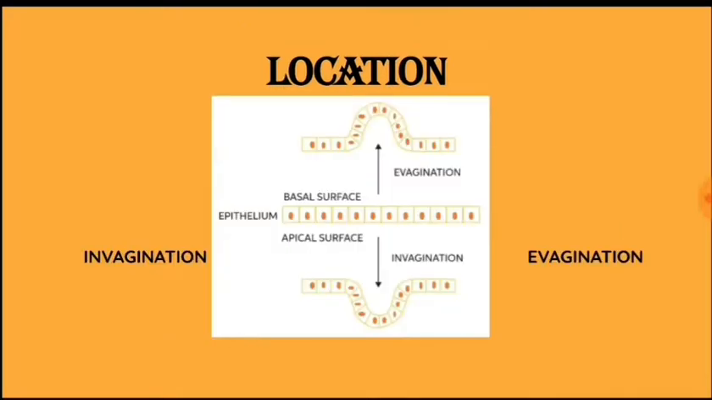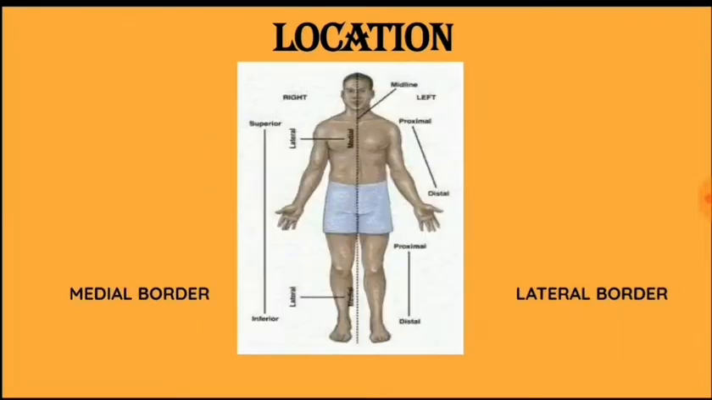Moving on, we have invagination and evagination. So, what is invagination? Invagination is towards inside, and I've shown the picture of invagination wherein the basal surface and the apical surface move inside, and evagination is moving outside. Moving on, we'll see what is medial border and lateral border. Medial border is the middle border, the midline, and lateral border is the lateral sides or the sideway borders. You can see that in the picture also.